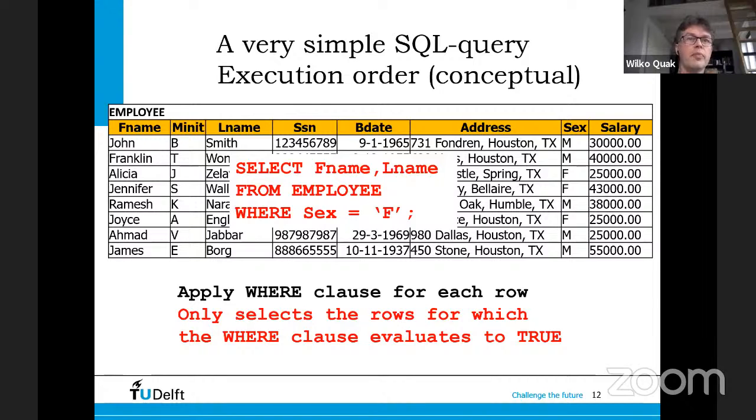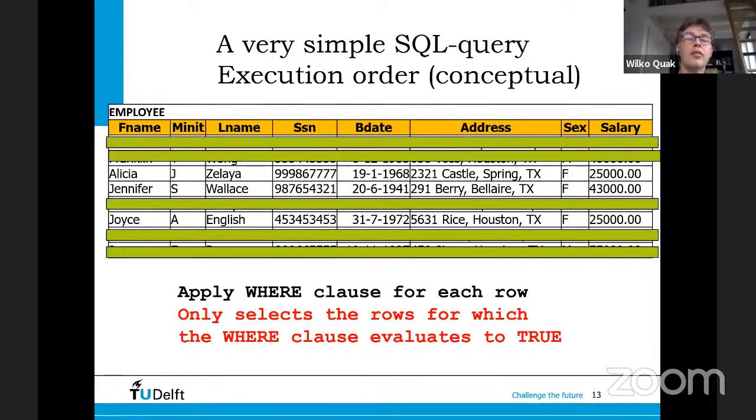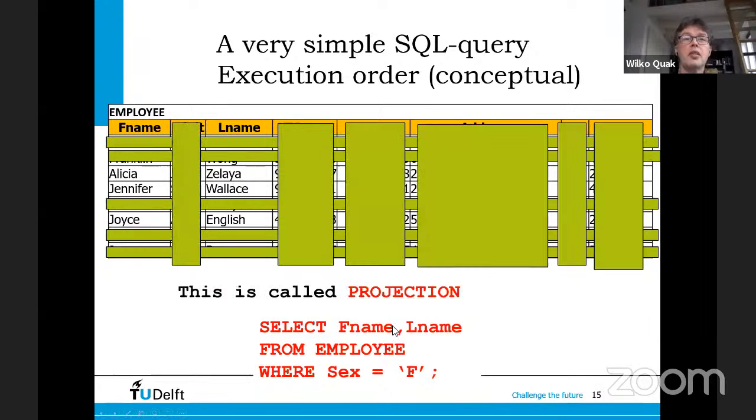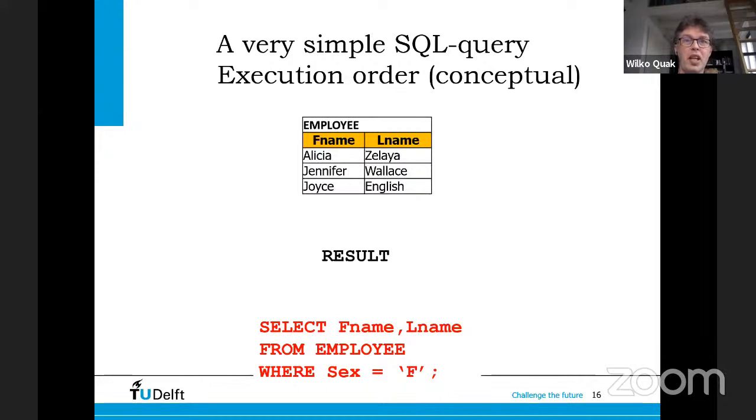Here's what happens if you do the where. Then all the rows are deleted for which the where is not true. And then you do the select part. And that means only these two columns get selected. Let's see what happens. Well, you basically throw away the rest of them. And then here in the top left, you have your resulting table. And yes, that's what you get back.